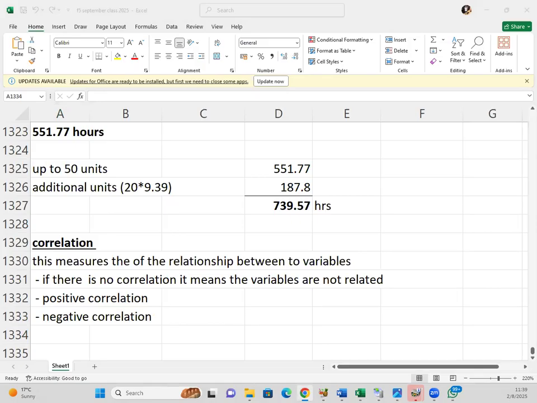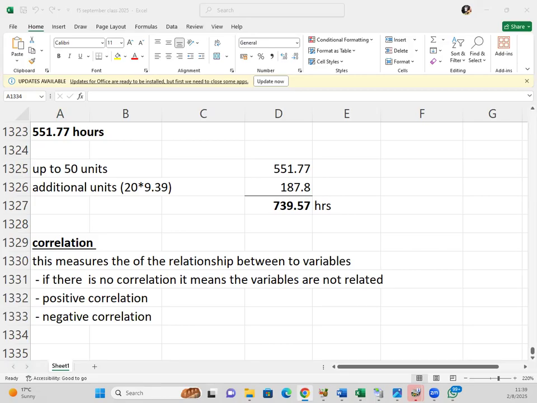So there is a negative relationship. So you can say there's a negative correlation. If you are to draw a line, positive correlation would be a straight line slanting upwards. Negative will be slanting downwards. So the correlation is denoted by R.